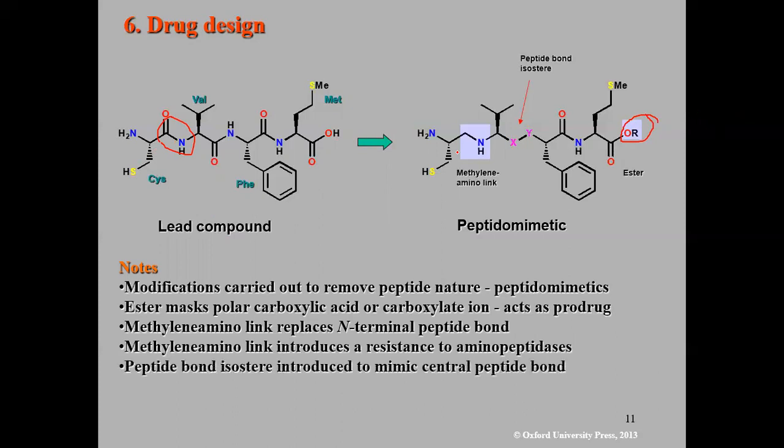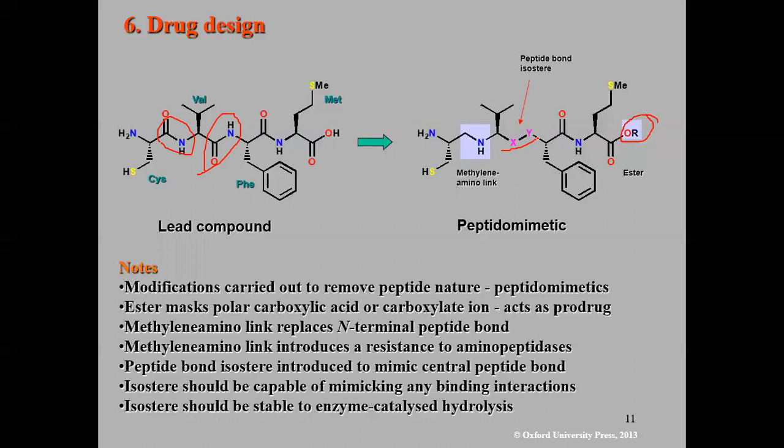A peptide bond isostere was introduced to mimic the central peptide. This central peptide bond was removed and they used a peptide bond isostere. The isostere should be capable of mimicking any binding interaction that the peptide bond has. The isostere should also be stable to enzyme-catalyzed hydrolysis.